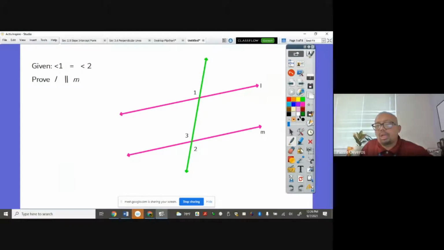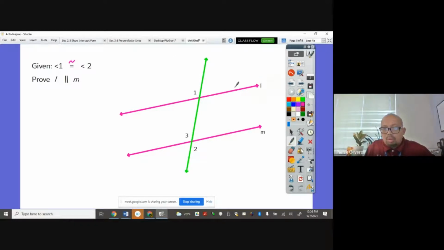Let's go now for a little bit of geometry, okay? So let's say here that I have angle 1 is congruent to angle 2. We're gonna prove that L and M are parallel. So if we know that angle 1 and 2 are congruent, then we can say that L and M are parallel. So let's analyze the figure here.